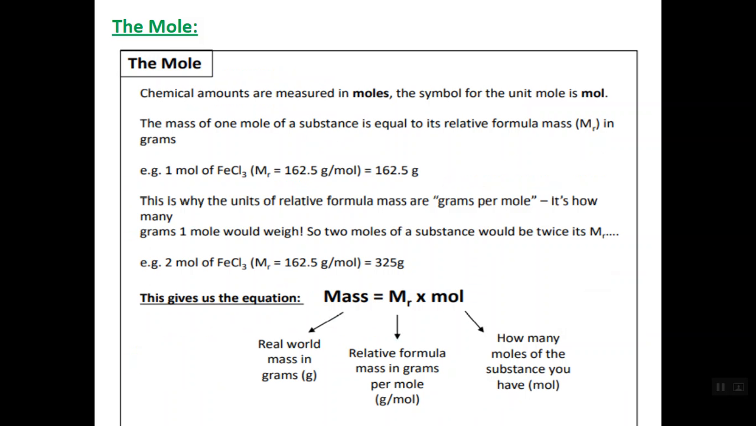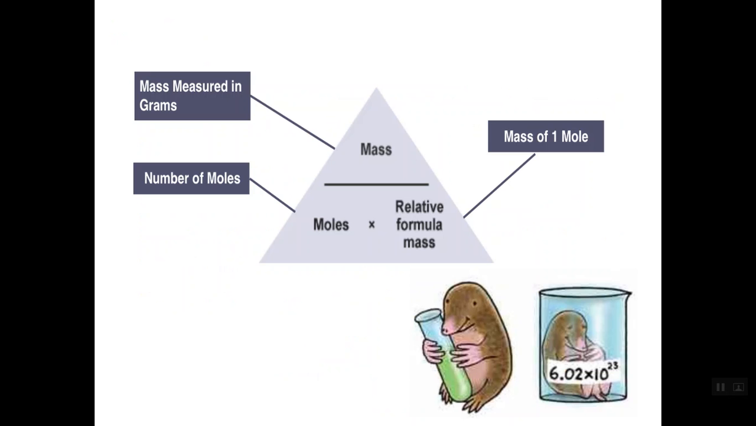So, important things to take away. Moles: 1 mole is equal to the relative formula mass of the compound. If you've got 2 moles, you just double that number. If you've got 5 moles, you times that number by 5. So 5 moles of iron chloride would be 162.5. Then you have the mass equals Mr times moles. So mass over Mr moles is the equation you're going to use today.